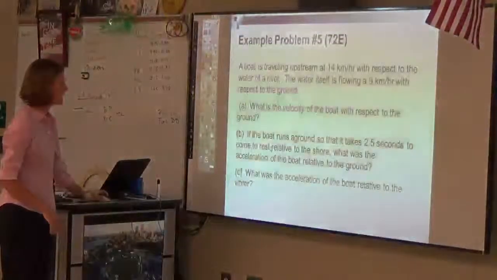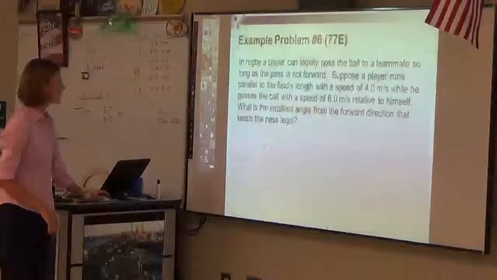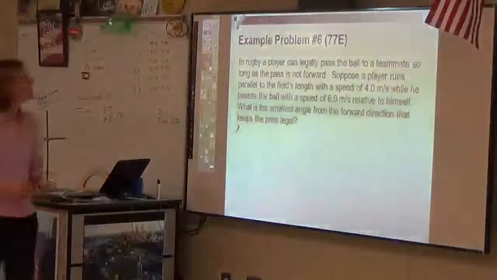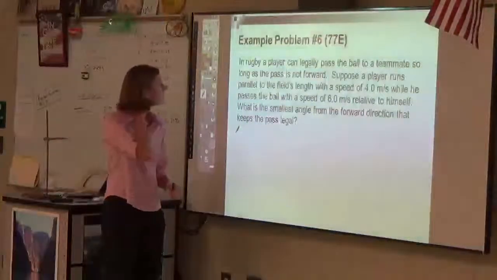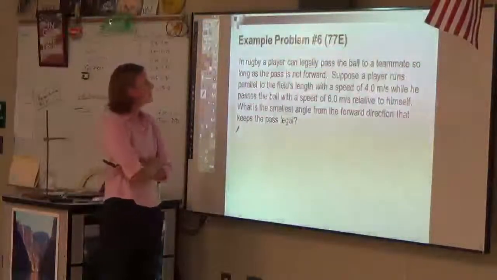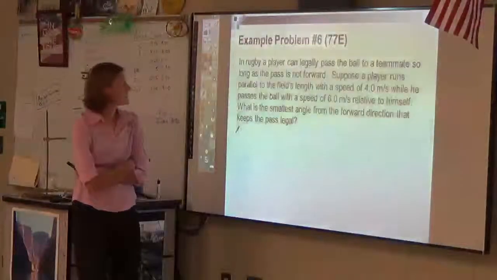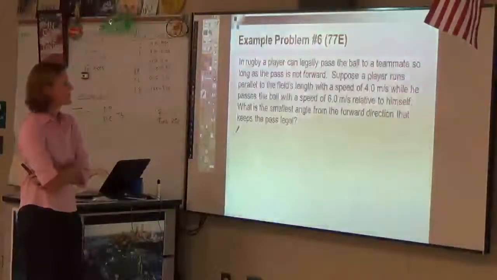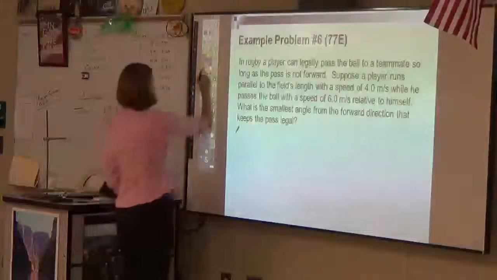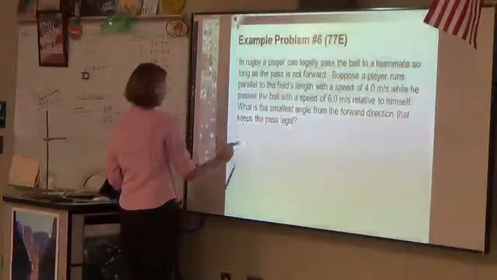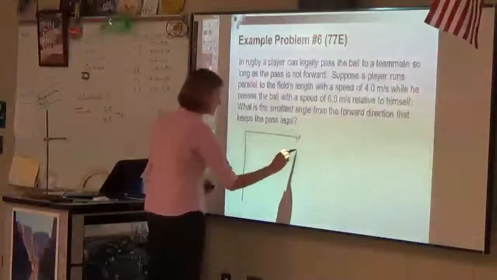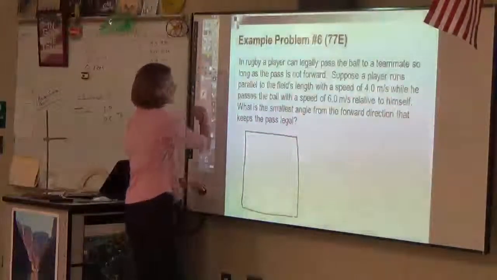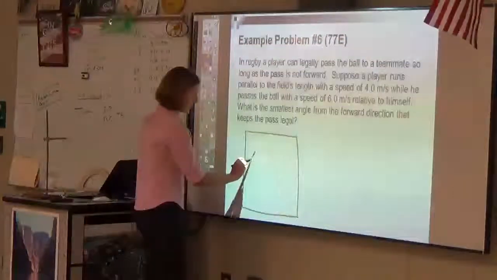Last one. We still got a couple discussion questions to do. Okay, you might be able to fit this one here. In rugby, a player can legally pass the ball to a teammate so long as the pass is not forward. Suppose a player runs parallel to the field's length. Let me draw out my field. Okay, so here's my field. With a speed of 4 meters per second.